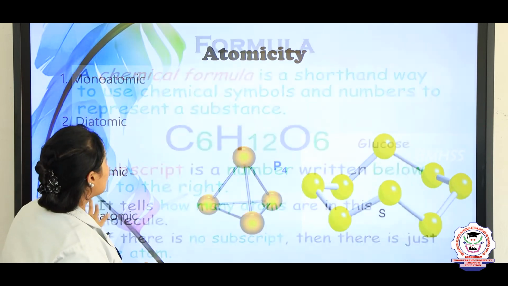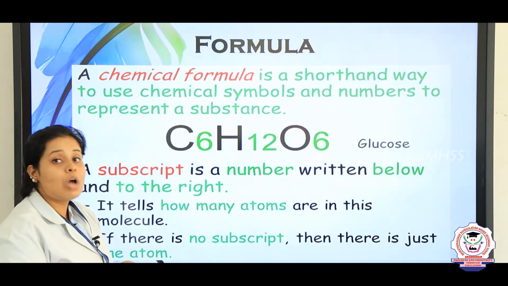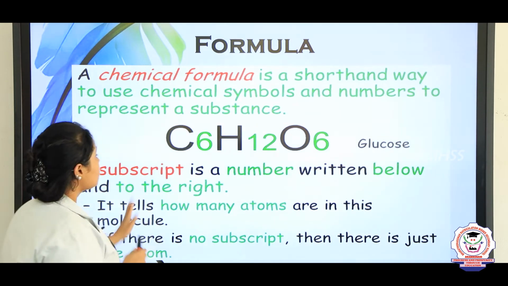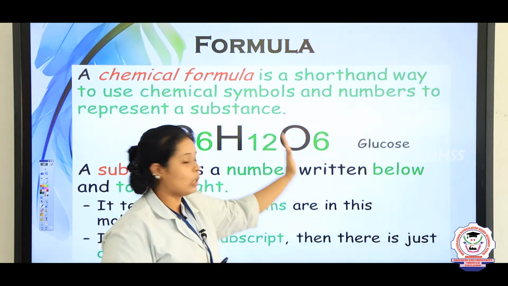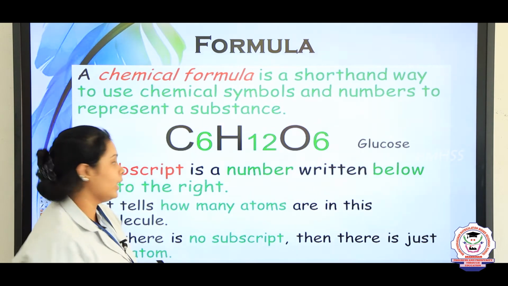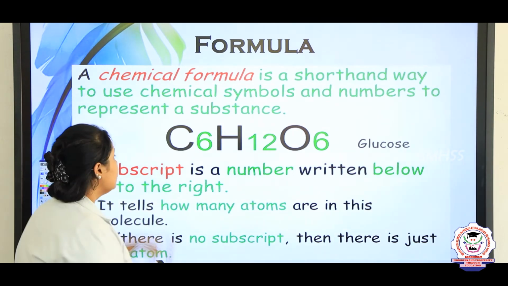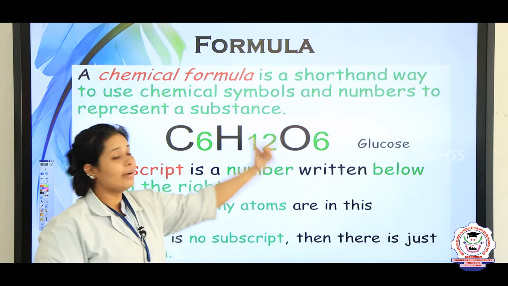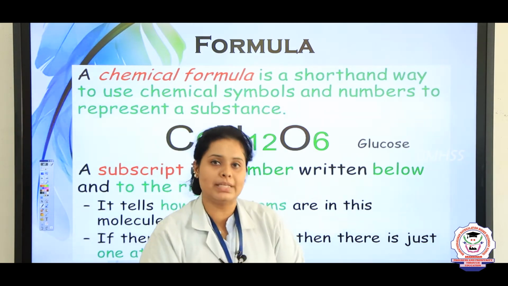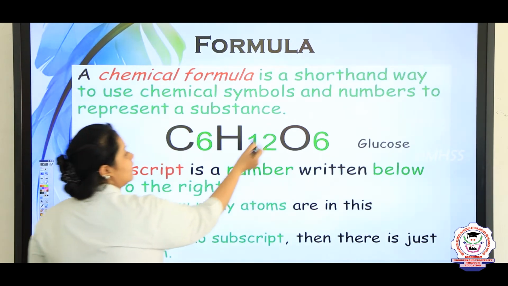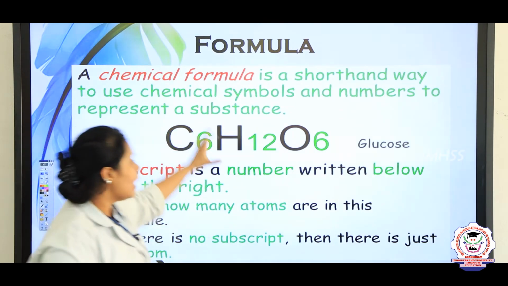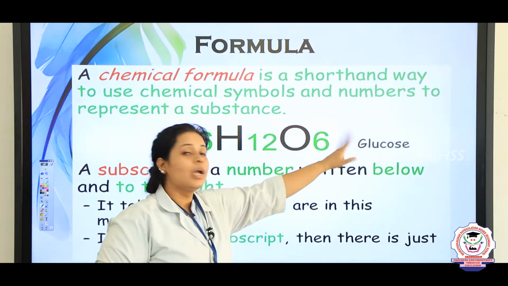So now let's see the formula calculation. How to write the formula? For example, if I have the formula C6H12O6, this is the common example of glucose. Here you can see that C, H and O denote the particular elements present. So what does C denote? It denotes that there is presence of carbon, hydrogen and oxygen in glucose.